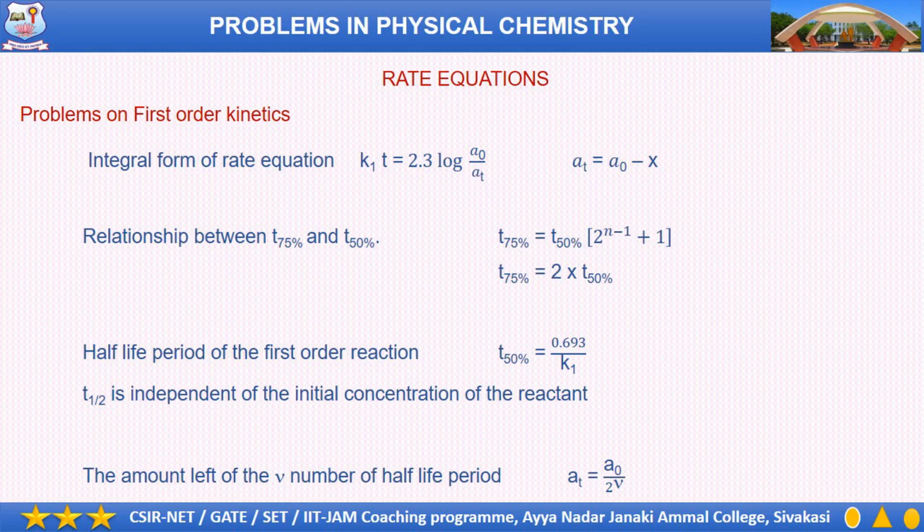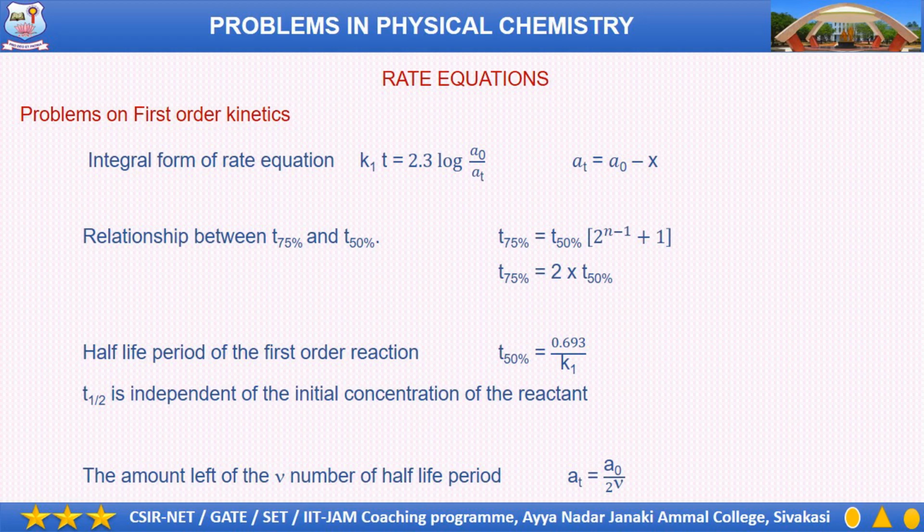We will see some of the problems in first order kinetics. What are the problems that can be asked in first order kinetics? Once again, what is the first order kinetic equation? K1 into t1 is equal to 2.303 into log of A naught by A. This is the equation. It is not derived from the general equation because it is not applicable to this one.